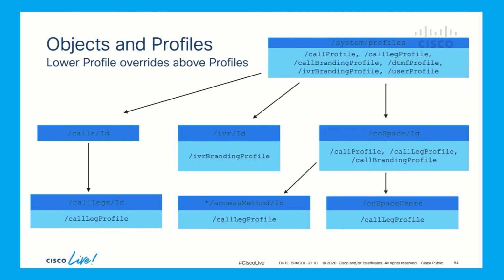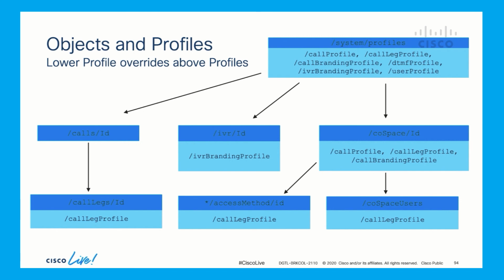This slide shows the relation between the profile APIs, and their priorities with the objects they are attached to. System profile can have global profiles for calls, call legs, call branding, IVR branding, DTMF, and user profiles. Now, if I apply a call leg profile to the call, this will have a higher priority over the one configured in the system profile. The same is true for IVR branding profiles.